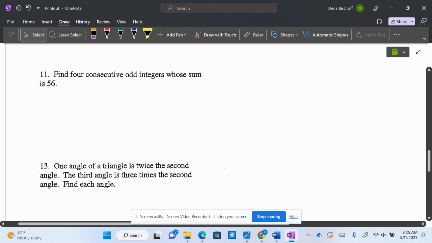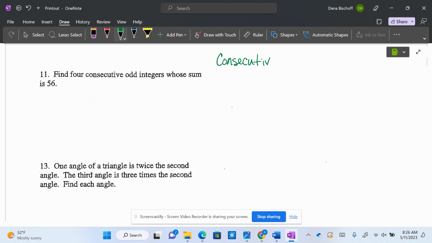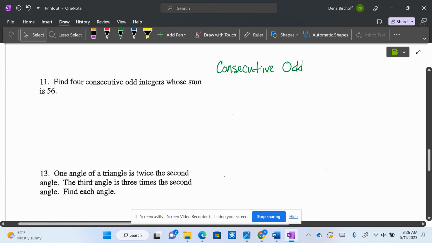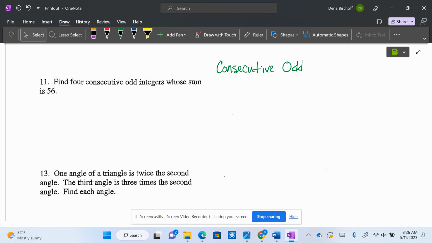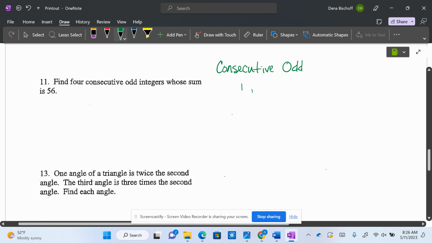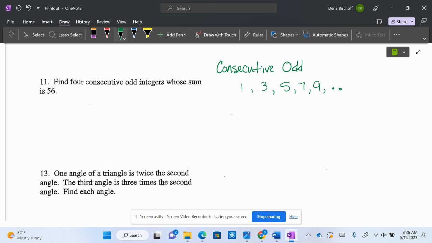Do you guys remember doing consecutive integers last year or last semester? If you had me, we did those so much that you were probably getting tired of the word consecutive. So what does it mean to be consecutive? Consecutive means that one follows the next, like 1, 2, 3, 4, 5, 6. But if we talk about consecutive odd numbers, starting with 1, what's the next odd number? 1, 3, 5, 7, 9, dot, dot, dot.